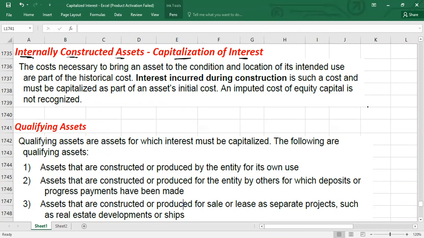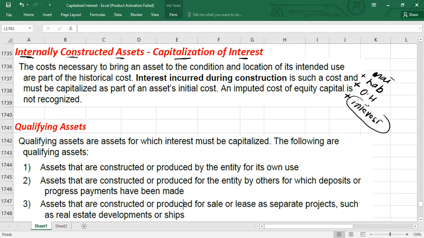When you construct such an asset, you should capitalize the cost of material. You will also add the cost of labor which you incur to construct that asset, plus cost of overhead, plus the cost of interest. So this is what we are going to talk about, the interest capitalization: when to capitalize and what should be the amount of interest which we need to capitalize.